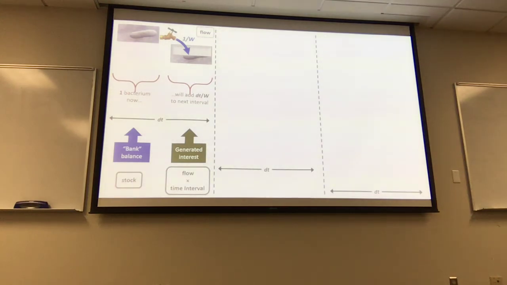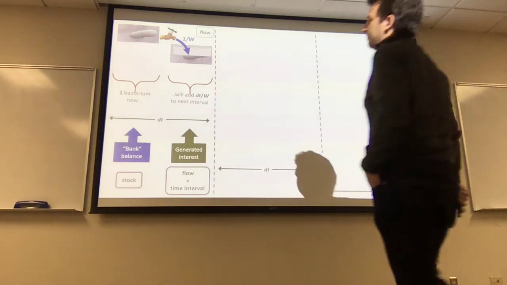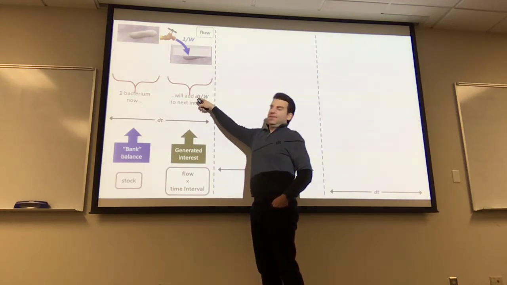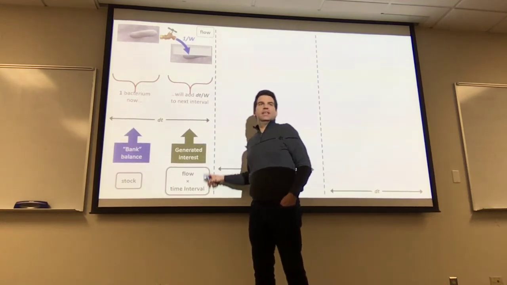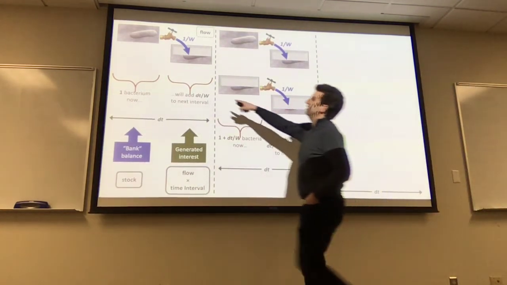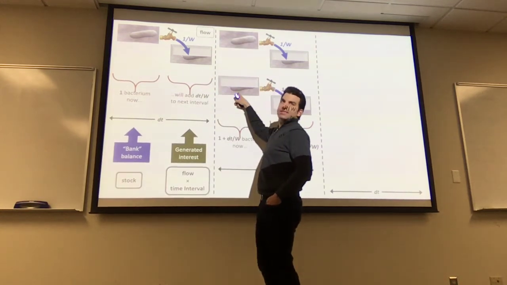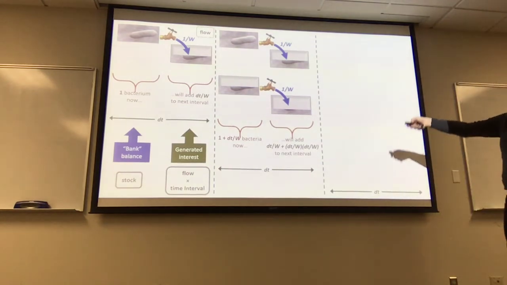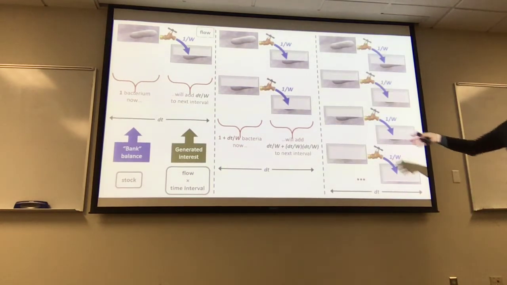The biologists tell us that we know that every bacteria takes on average W time to double, and so we're going to create a flow rate per bacteria of 1 over W. So if we take that flow rate, multiply it by the number of bacteria, and then multiply that by the DT, then that gives us our interest. That gives us how much we're adding to the next balance. And then we redo that again. So I just took this interest, I added it to the balance, a new balance, and now both of them are generating at this same 1 over W rate that generates new interest, and so on. So that's the basic structure of this simulator.